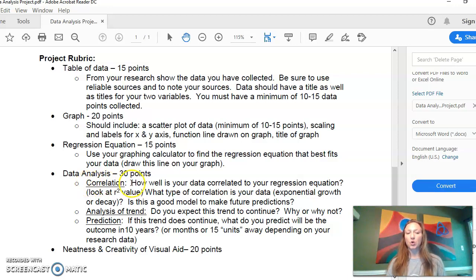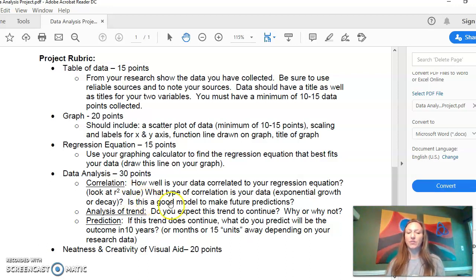So you're going to look at the correlation. How well is your data correlated to your regression equation? You're going to look at that R squared value. Remember, anything better than 0.7 is decently correlated. The closer to 1, the better. So below 0.7 is not closely correlated. Kind of think of it as like a grade, like a 70% is passing, but most of y'all are not happy with that. You want like in the 80s and 90s range, right? So if you think about it as a grade, you can think about what is a good correlation and what's not.